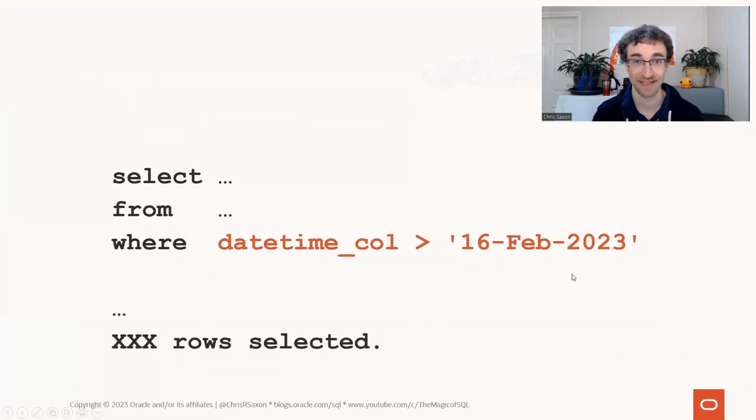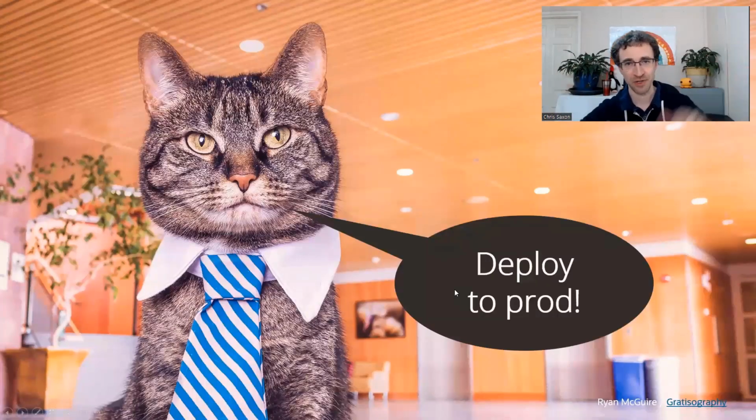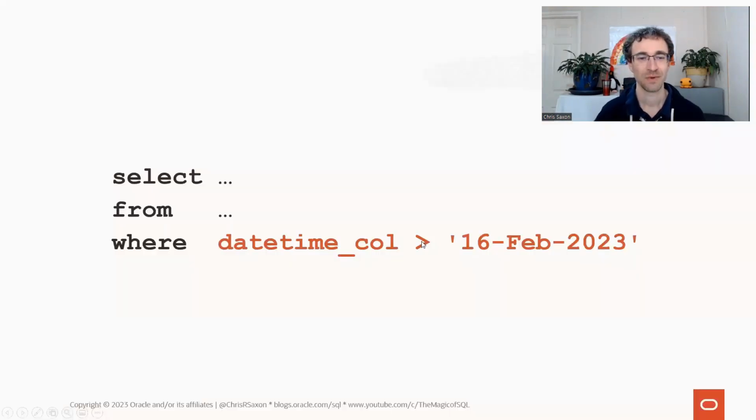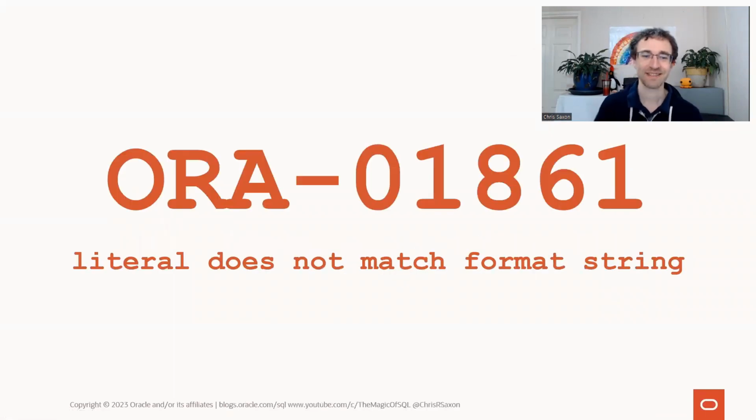So in this case, we're saying yesterday, so the 16th of February, and you get some data and it all looks like it works. So someone says, let's just get it into production, deploy it, have it run there, release the code to production. And what happens? You run the query, and instead of getting results, this time you get the literal does not match format string error, or one of several other data type conversion errors.